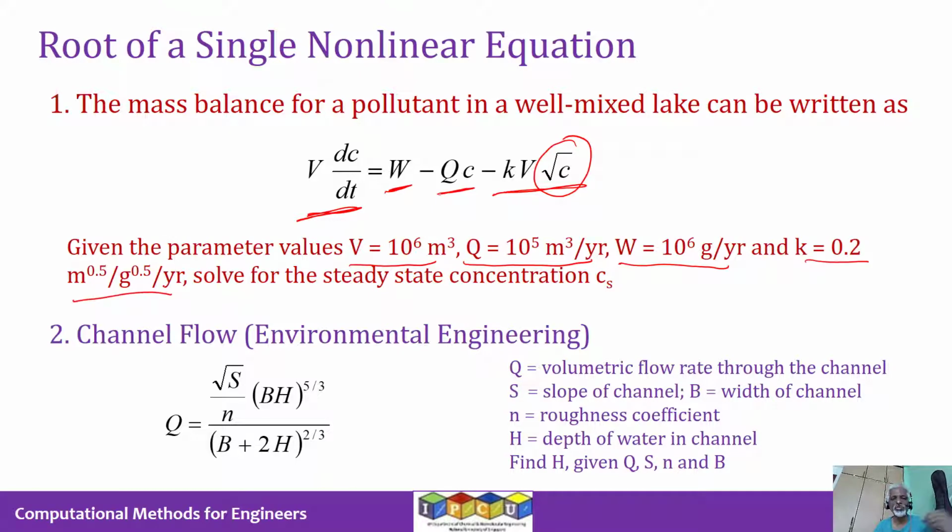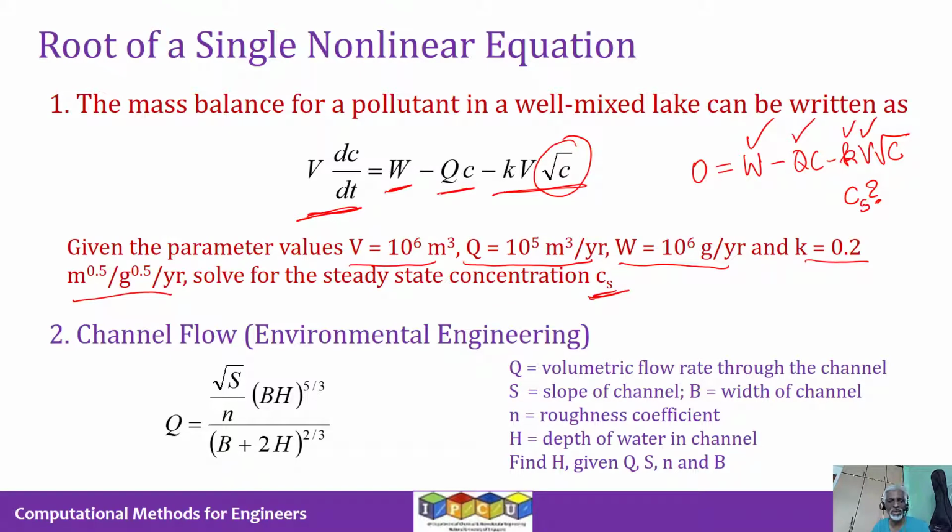Now the question asks us to solve for the steady state concentration, CS. So what is the steady state value of C, which is described by the symbol CS? At steady state, dc by dt is equal to 0, and therefore we have 0 equal to W minus QC minus K times V times square root of C. Given the values of W, Q, K, V, we have to find the value of C. That's the question here, and the answer we get, we will just call it CS, the steady state concentration. So that is the first problem.